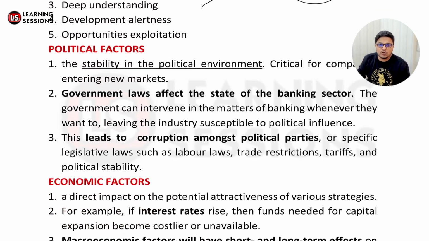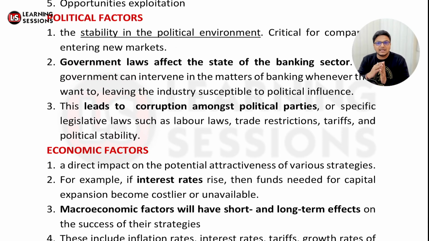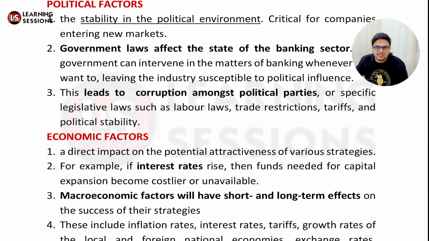And further, it's related to economic factors. Economic factors means what? Let's say there is an increase or decrease in interest rates, or macroeconomic factors like an increase in inflation, tariffs, or growth rates, etc. Definitely it can change the interest rate at which we are borrowing or lending. So definitely it can impact the businesses.